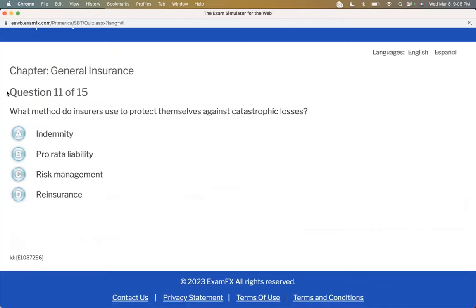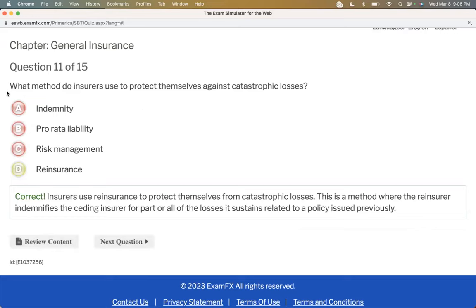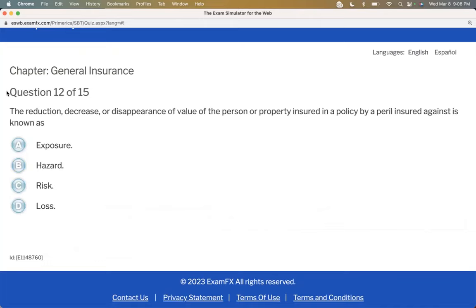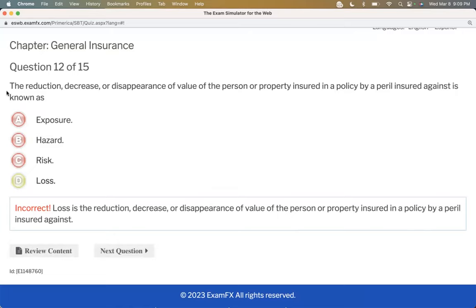What method do insurers use to protect themselves against catastrophic losses? Remember this one? I'll let you answer this one. D. Yeah. Reinsurance, catastrophic losses. Nice. Good job. The reduction, decrease, or disappearance of value of the person or property insured in a policy by a peril insured against is known as. What do you think? D. Wow, you got it right. Good job. Loss is the reduction, decrease, disappearance of value. Yeah, hey, that makes perfect sense now. Good job.